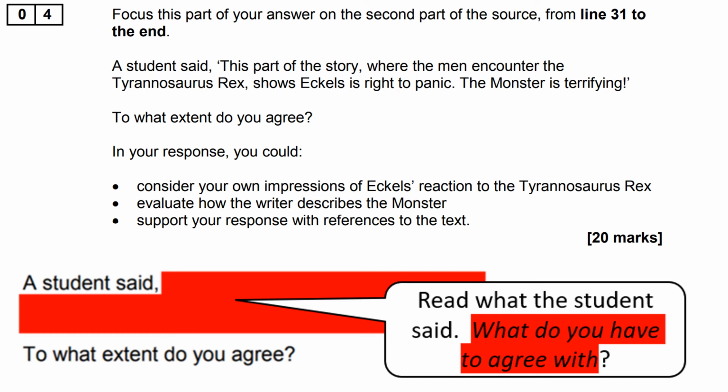It says this part of the story, so this line 31 to the end, where the men encounter the Tyrannosaurus Rex. Okay, so that's where we are again, but what are we agreeing with? Here we go: Eccles is right to panic. The monster is terrifying. So that is what you are looking for evidence of. Is this character Eccles right to panic? Is the monster terrifying? Where is there evidence of that?